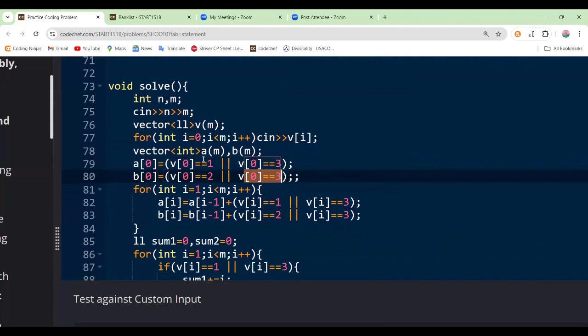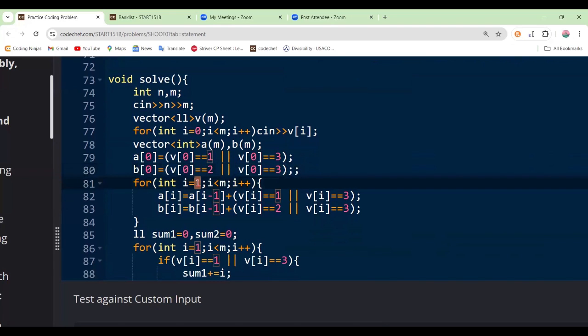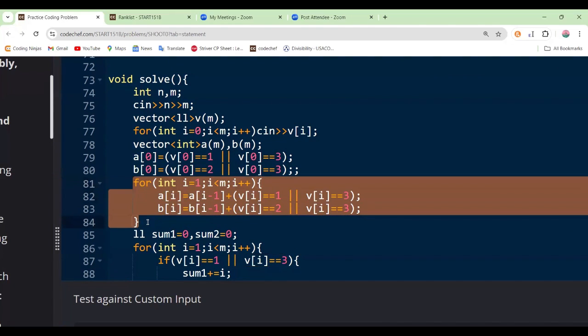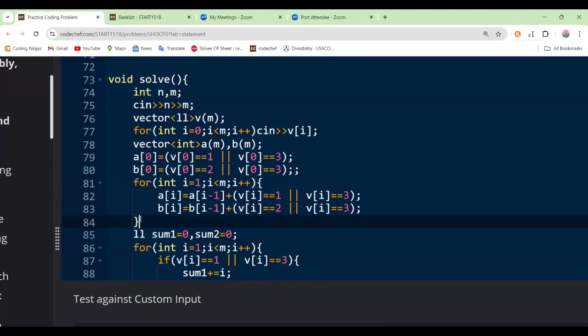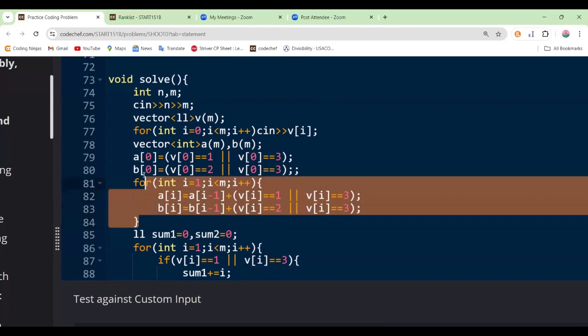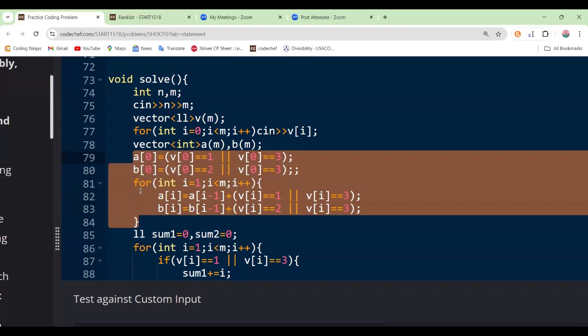Now what I did, I simply iterated over I equals 1 till less than M, I plus plus. What will be A of I? A of I will be nothing but A of I minus 1 plus 1 if V of I is either 1 or 3. Similarly, B of I will be B of I minus 1 plus 1 if V of I is either 2 or 3. So this is how I constructed a prefix sum vector. Does anyone have a doubt till line 84 about how I am constructing a prefix sum vector?